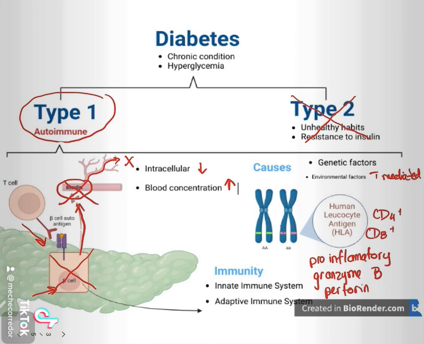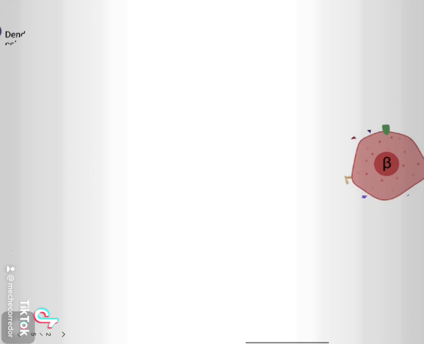Now that we've discussed this introduction, let's talk about the pathogenesis of the disease. There are many things that influence the destruction of pancreatic beta cells. We're going to take them on one by one. Here we have a pancreatic beta cell, and we're going to see the different pathways that lead to its destruction. So let's start with the first one, that are the dendritic cells.